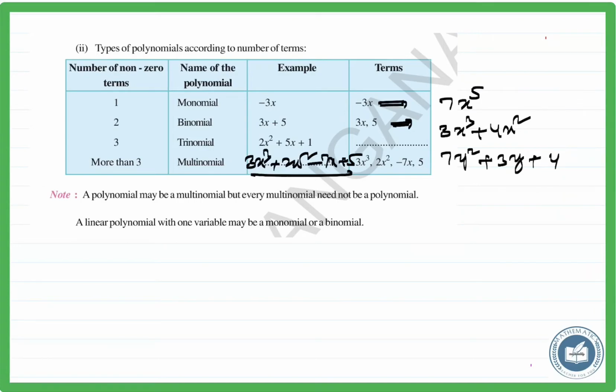Just now I said that it must first satisfy the condition of a polynomial, and later we can consider the number of terms. Then according to that we can say it is a monomial, binomial, trinomial, or multinomial. A polynomial may be a multinomial, may not be. Here you see all are polynomials, whether monomial, binomial, trinomial, or multinomial. But multinomials need not be a polynomial.